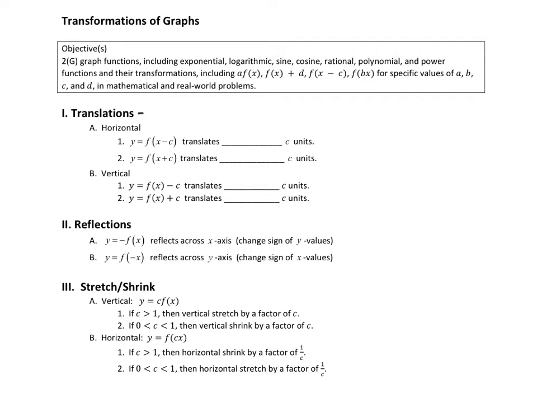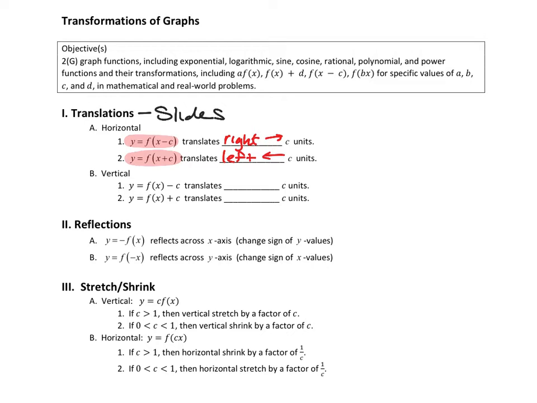Now translations, if you remember, are just slides along the graph. We're going to move it up, move it down, move it to the left, move it to the right. The very first transformation is a horizontal transformation, and if you notice, this transformation for both directions appears when you're adding or subtracting numbers to your input, so inside the function. When you subtract a number on the inside of your function, it's going to move to the right, however many units you subtract. And if you add a number on the inside of your function, it's going to move to the left.